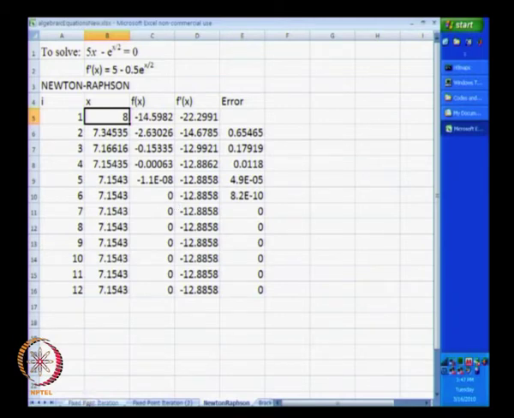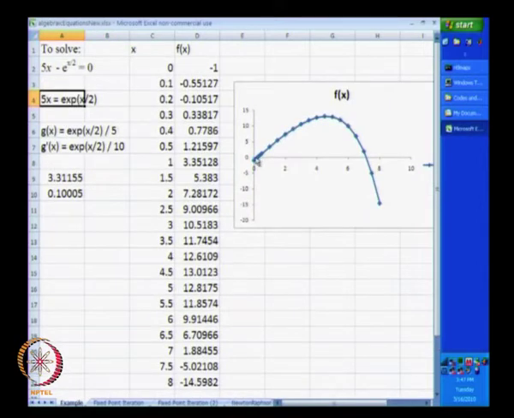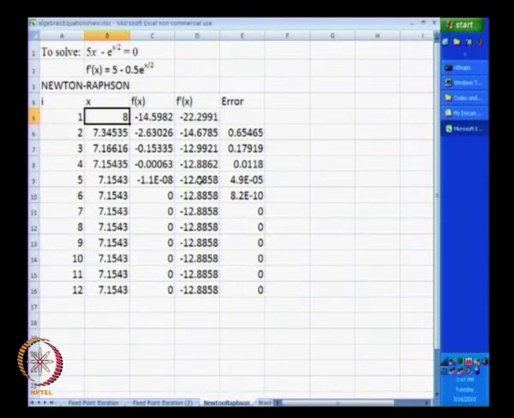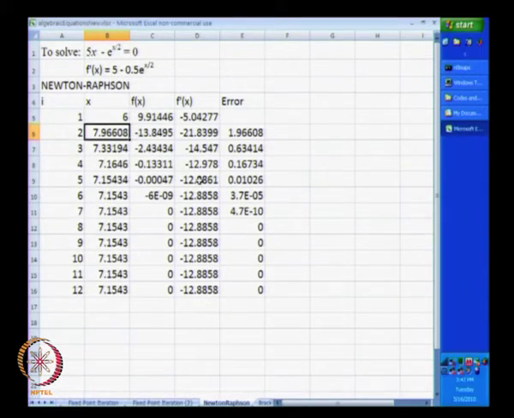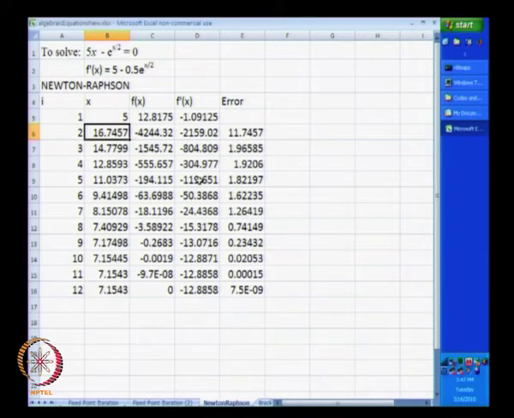So what we see in Newton-Raphson's method is that when we started essentially with these particular solutions, we ended up reaching this particular solution. When we started with, say, a solution on this side of the curve, we reach this particular solution. So when we start with, say, x equal to 6, we will again reach 7.1543. When we start, say, with x equal to 5, again we are reaching 7.1543 as the solution.